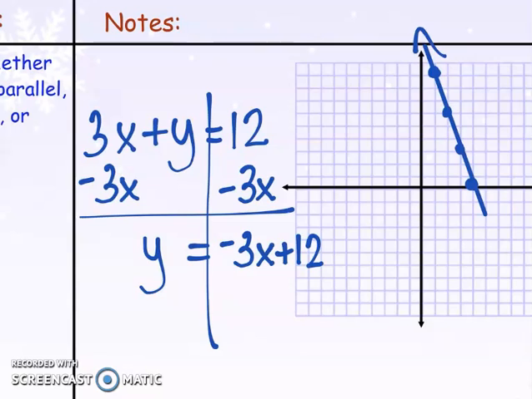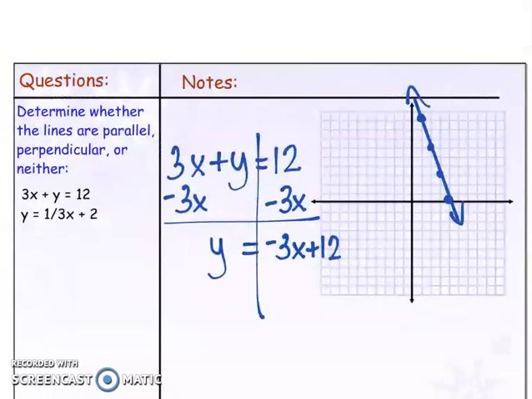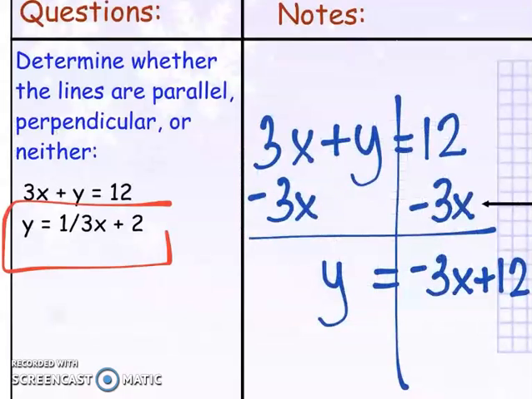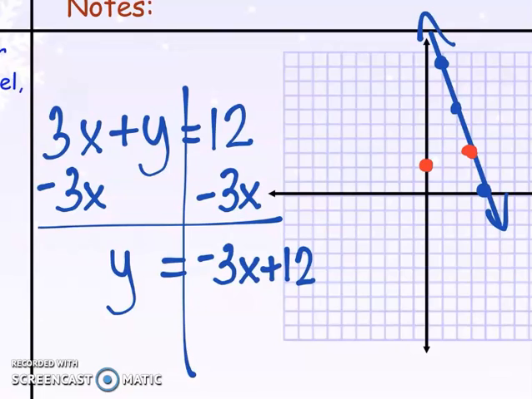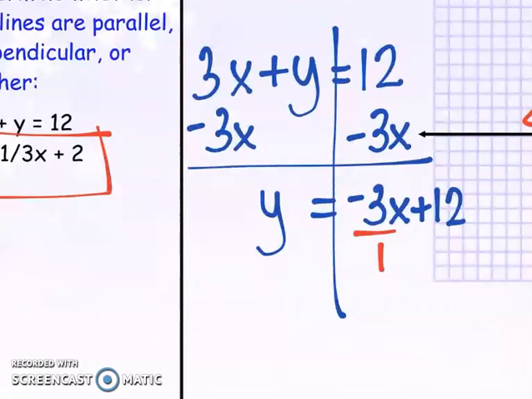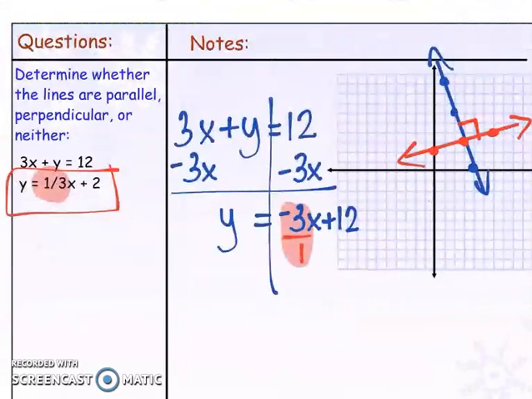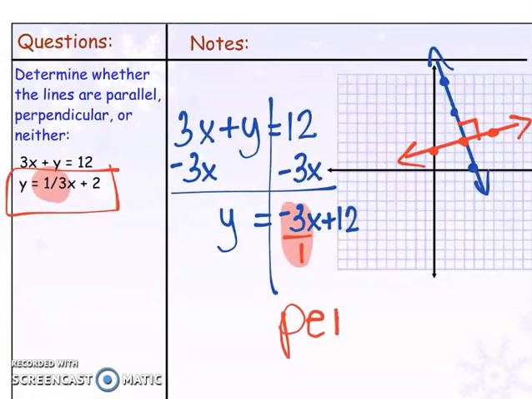Okay. So here's my first line. And then my second one is 1/3 x plus 2. So I start at 2, and I'm going up 1 over 3. So take a look at these. These are perpendicular, because if I put a 1 under this slope, it flipped over and changed signs. So these are perpendicular lines.